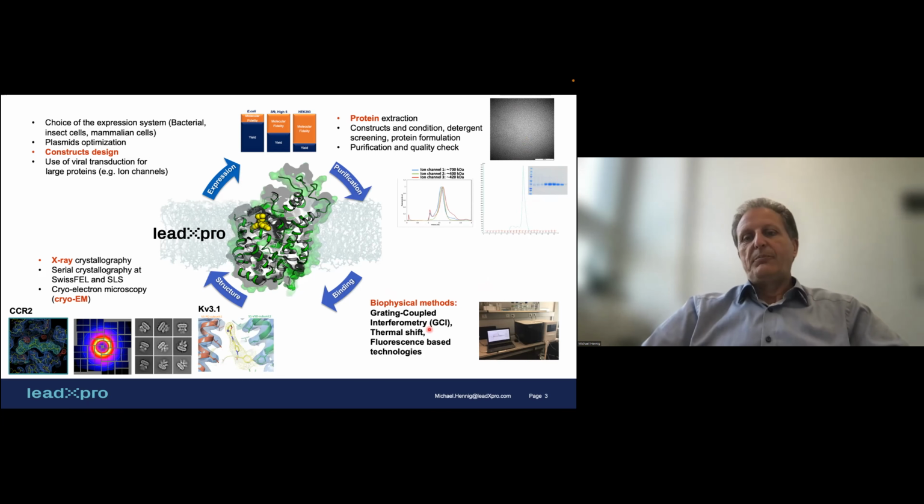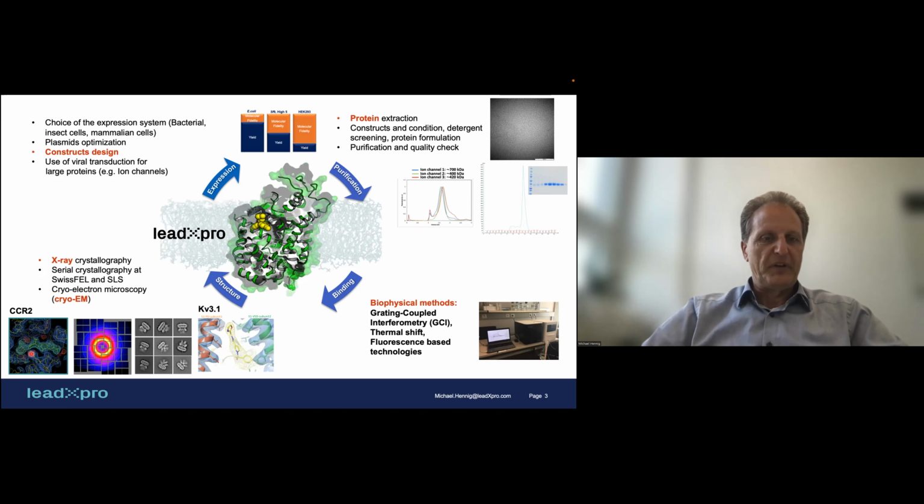First, biophysical methods. And here we have a number of technologies in place. I come to this in a minute. And then second, X-ray crystallography. So we crystallize the protein and then do X-ray diffraction experiments, like here seen on the left-hand side.